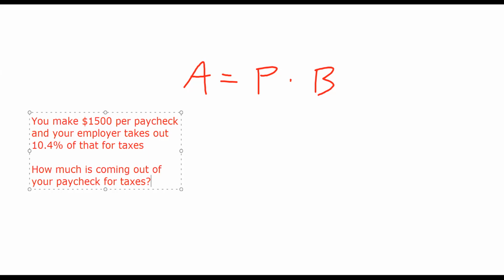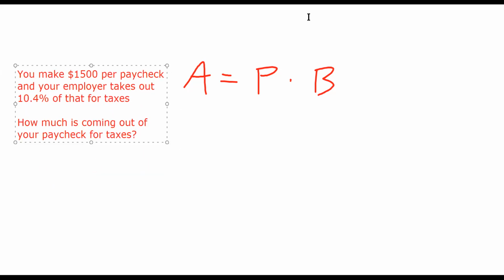20%, it sucks, yeah. 20% is coming out of your paycheck for different things. It's like, that's my money, right? And we all have different political views and feelings about taxes, but we can at least understand the math behind it. That's important that we understand the math behind it. So you make $1,500 per paycheck, but 10.4% is taken out for taxes. So A, P, and B.